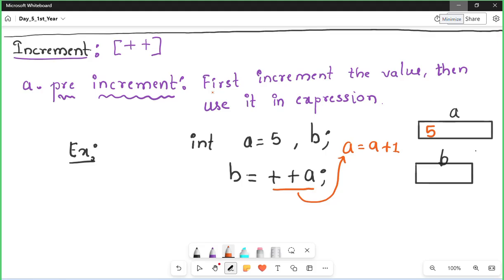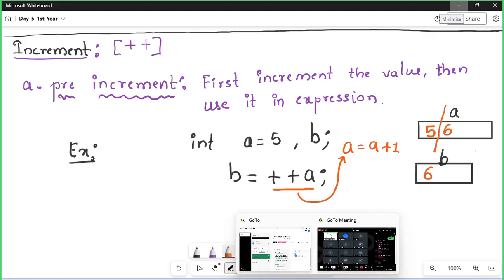According to the definition, we first increment the value of a. If I increment the value of a once, a becomes 6. After that you store it into b, you copy it into b. So now the b value becomes 6. After this expression, a value is 6 and b value is 6. Are you understanding this?